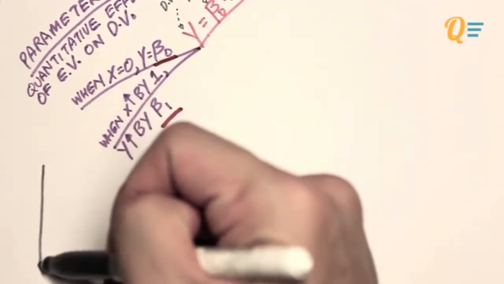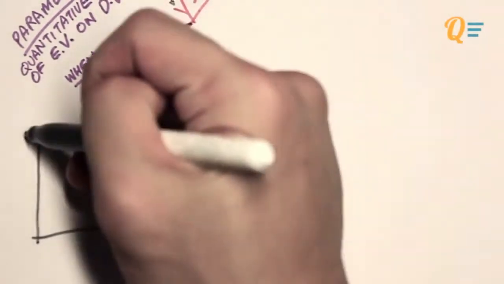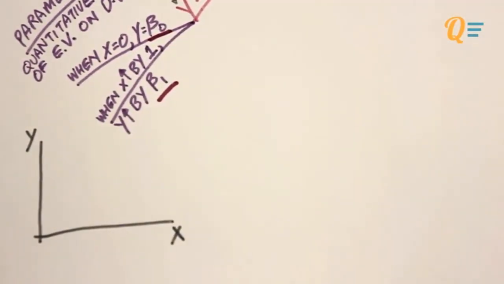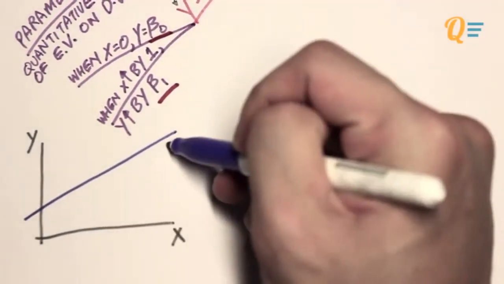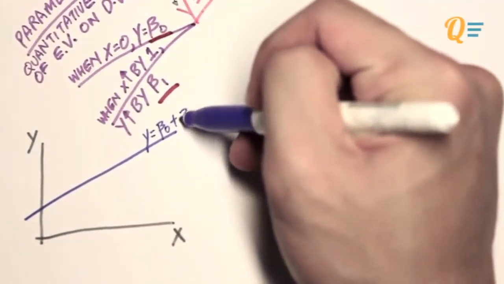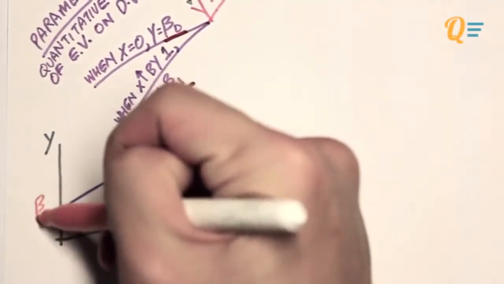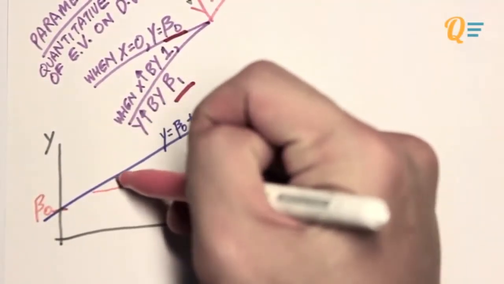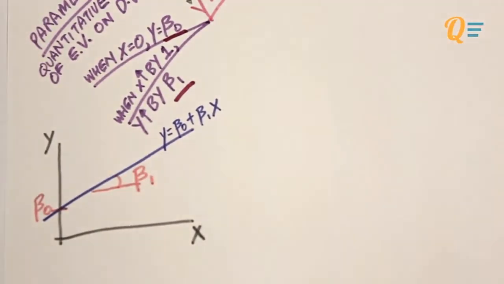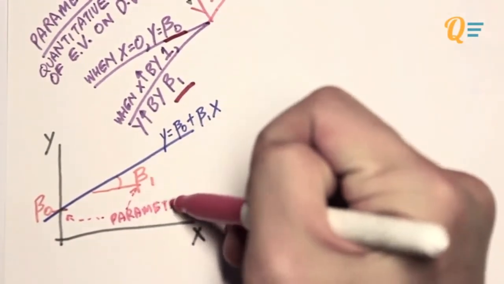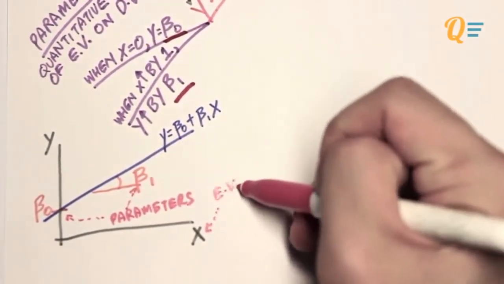And I can actually plot this econometric function on the graph. So I'm going to have an upward sloping curve because the value of beta 1 is positive. So the blue line over here is the econometric function, and as you can see, the y-intercept is going to be beta naught, and the gradient of this curve is going to be beta 1. So this is clearly seen as a linear function, and that is how econometric functions work.